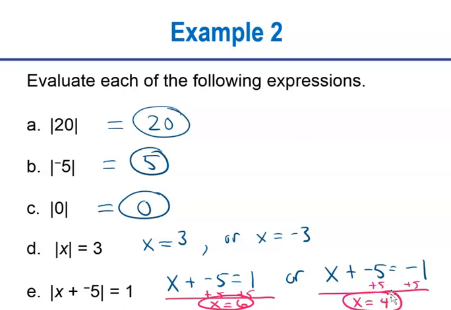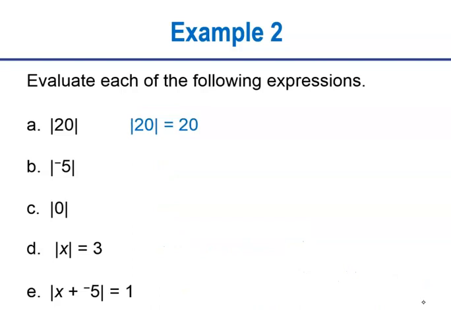Now, have we really talked about addition with integers? We really haven't addressed that yet, so there's a little bit more to think about here. But let's run down their answers real quick just to make sure we're matching up. So again, the absolute value of 20 is 20. The absolute value of the opposite of 5 is 5. The absolute value of 0 is 0.